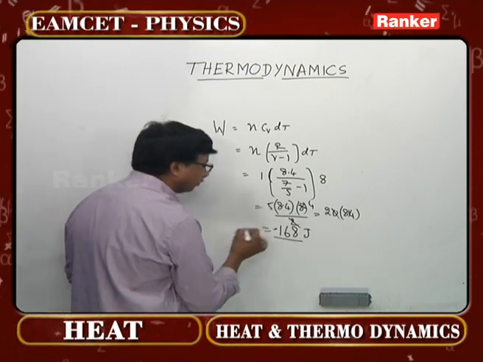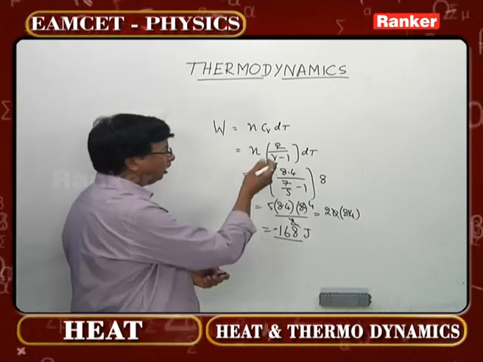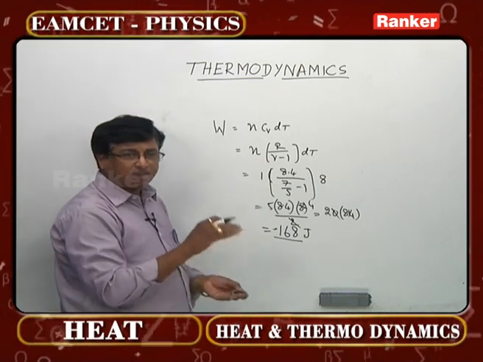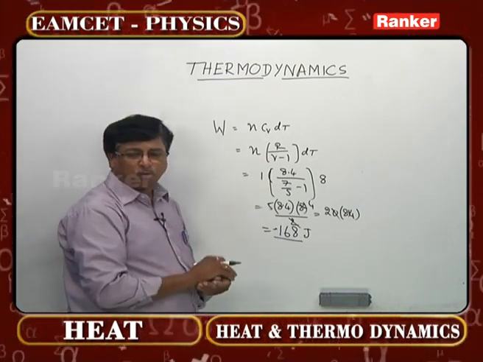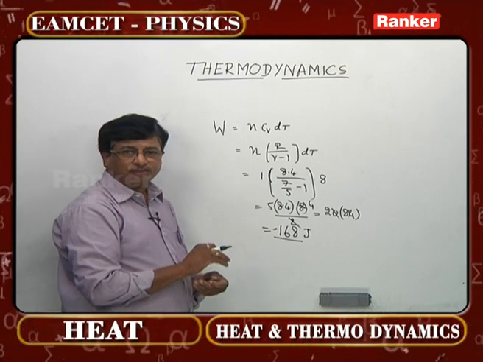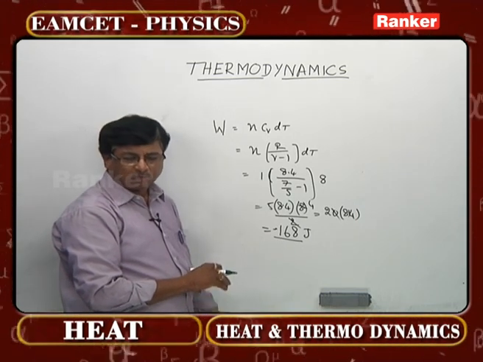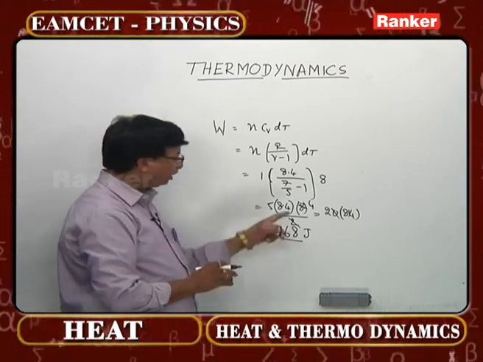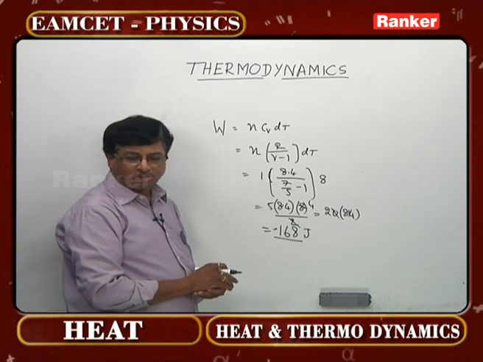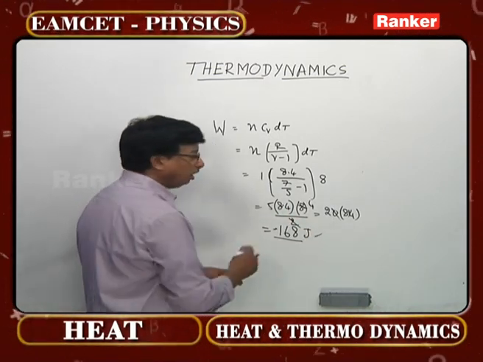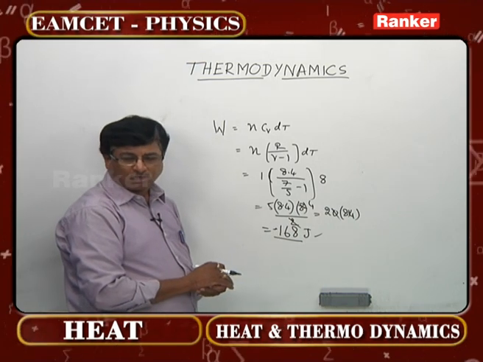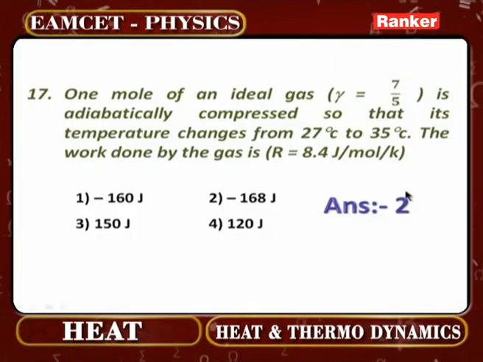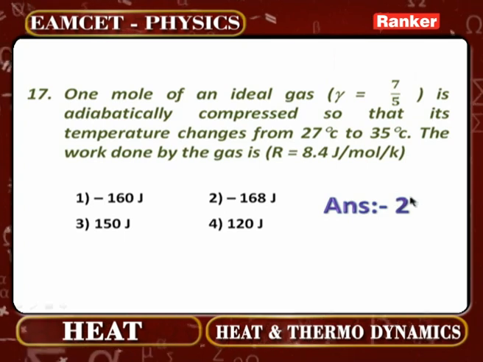What is this negative sign for? In fact, very clearly you can understand that one. It has been compressed, means we are doing the work on the system. If the system does the work by itself, that work done is to be taken positive, otherwise it should be taken negative. I have already told you. So it should now be written minus 168 joule. The second option is the correct option for this question number 17, please.